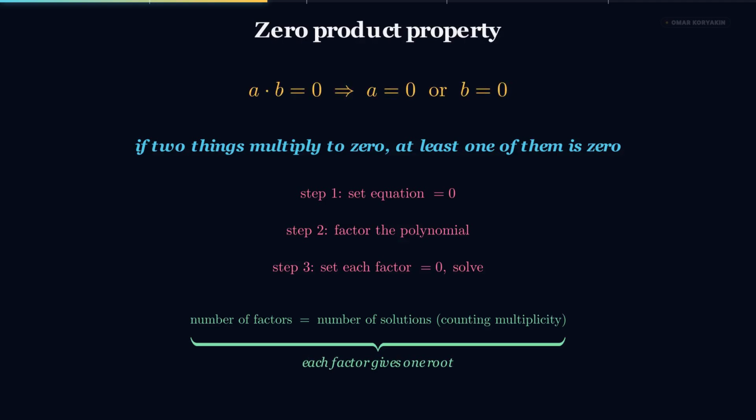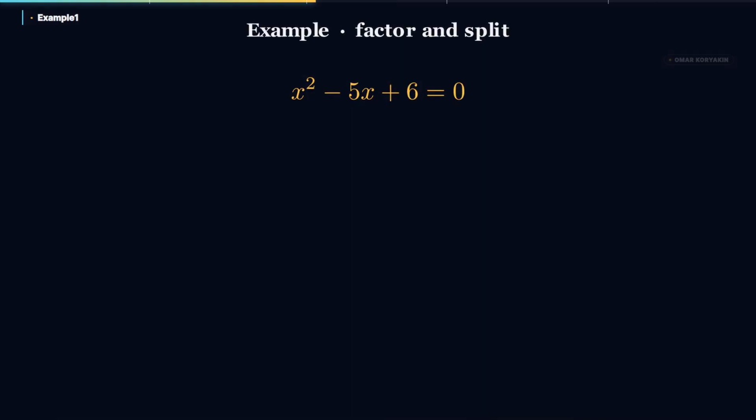Each factor produces one root. A linear factor like x minus 3 gives one root, x equals 3. A quadratic factor like x squared plus 2 would give 2 roots if it factored further, or no real roots if it does not. The number of factors in the complete factorization equals the number of solutions to the original equation, counting multiplicities. Solve x squared minus 5x plus 6 equals 0.